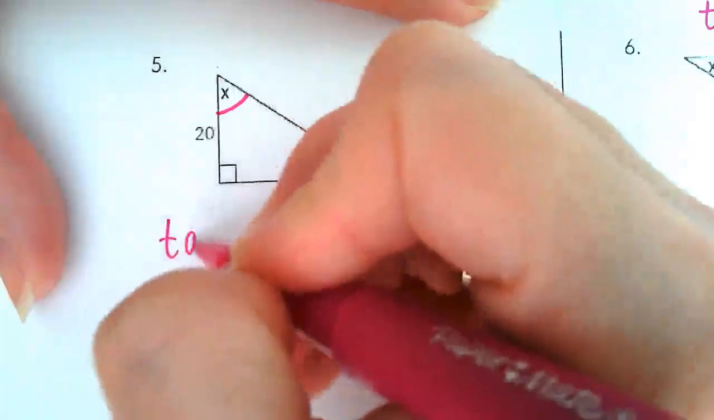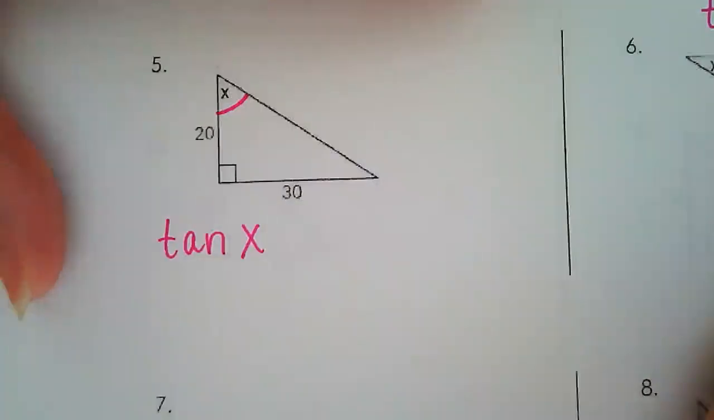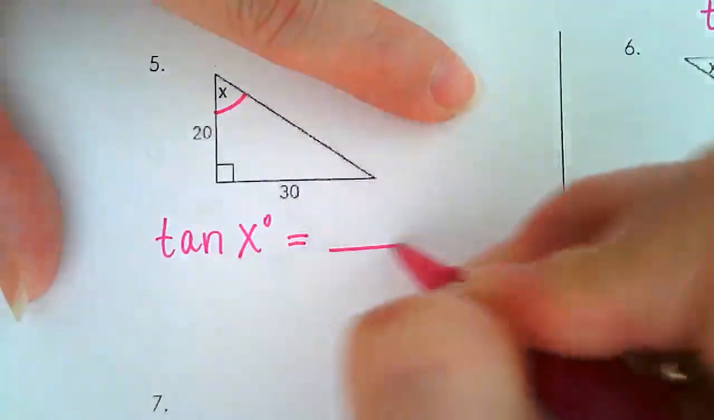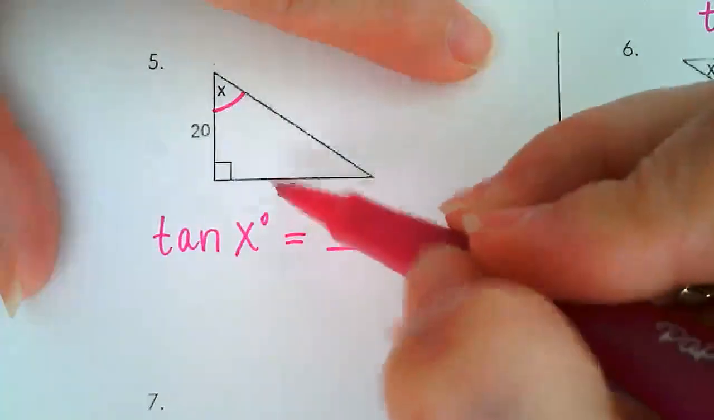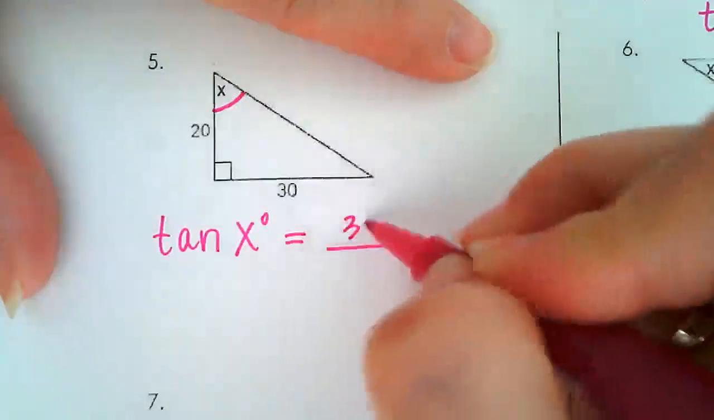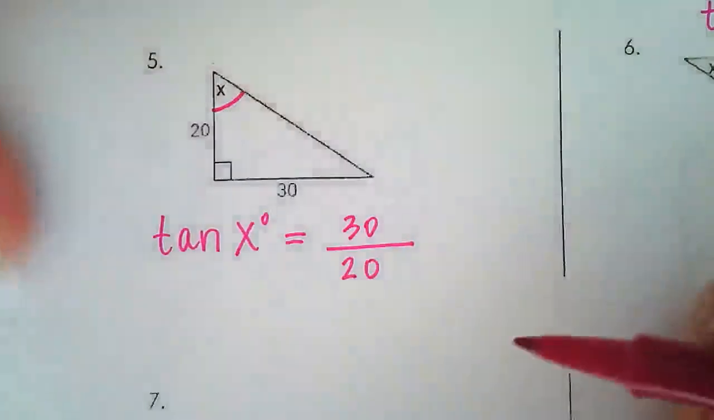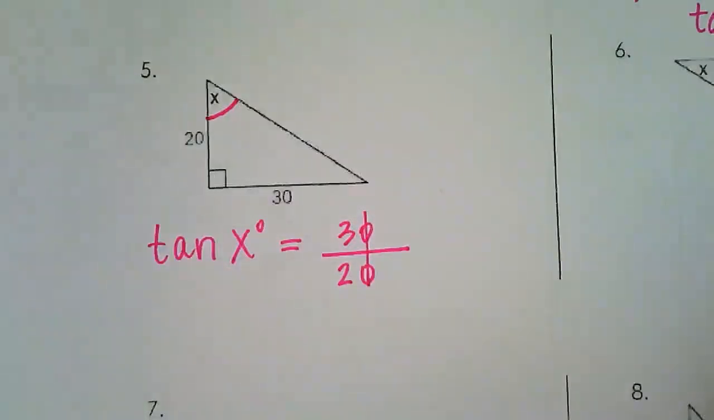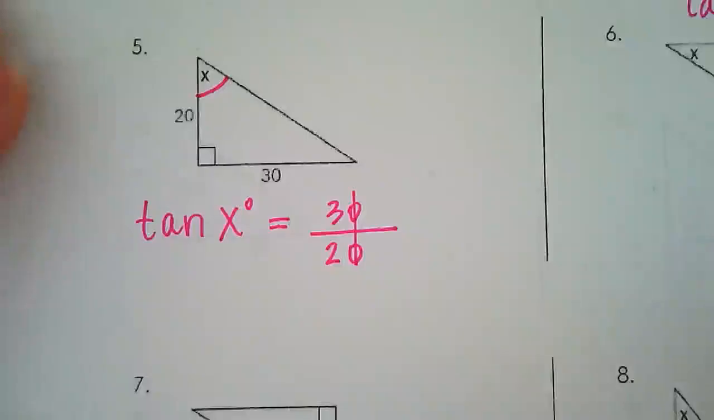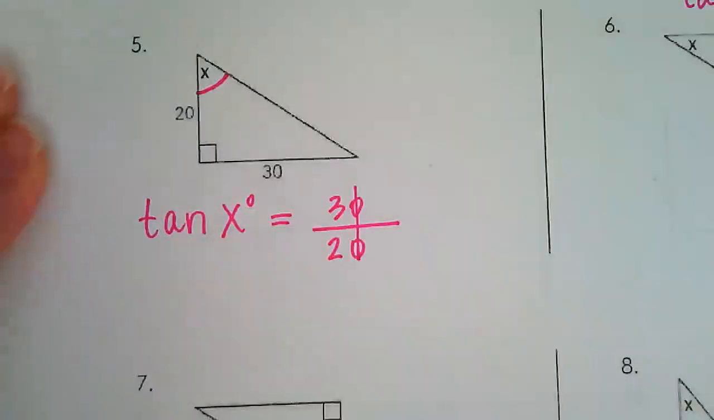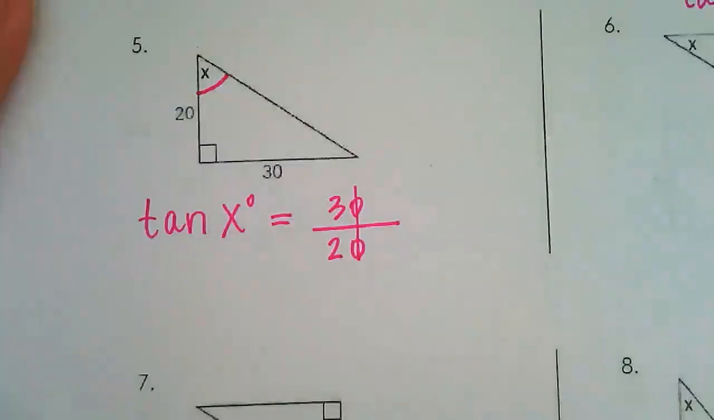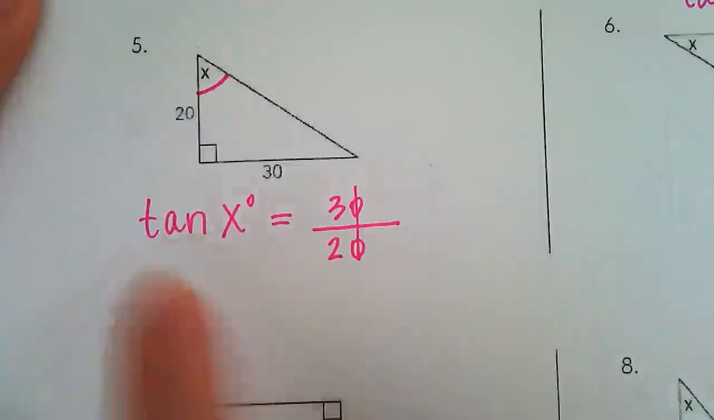So the tangent of x, which we don't know what it is, so it's like x degrees, is the opposite over adjacent, so 30 over 20, which we could reduce to 3 over 2 if we wanted to. The calculator's doing the work, so it really doesn't matter. Now, this one is going to be done differently, because this time we don't know the angle measurement. So we're working backwards. We're given the fraction, and we need to work backwards to get the angle.